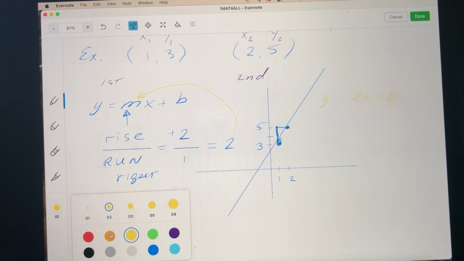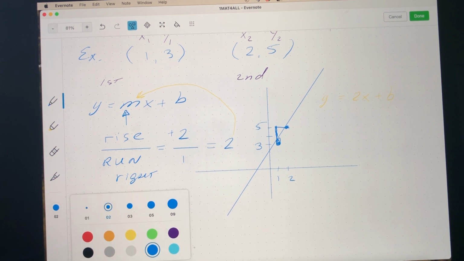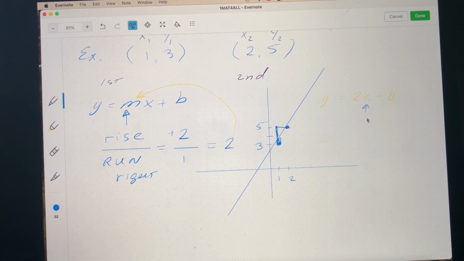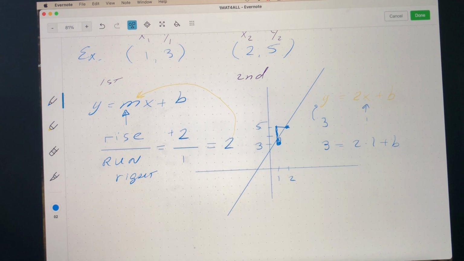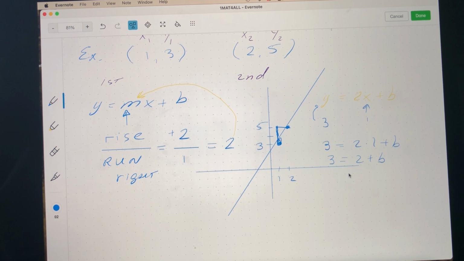So let's replace them and see what happens. If x is 1, y should be 3, which means 3 is 2 times 1 plus b. And now we can find the b, because 2 times 1 is 2. And to get to the b, we have to subtract 2 from both sides to undo the 2. And that makes 1 equals b.